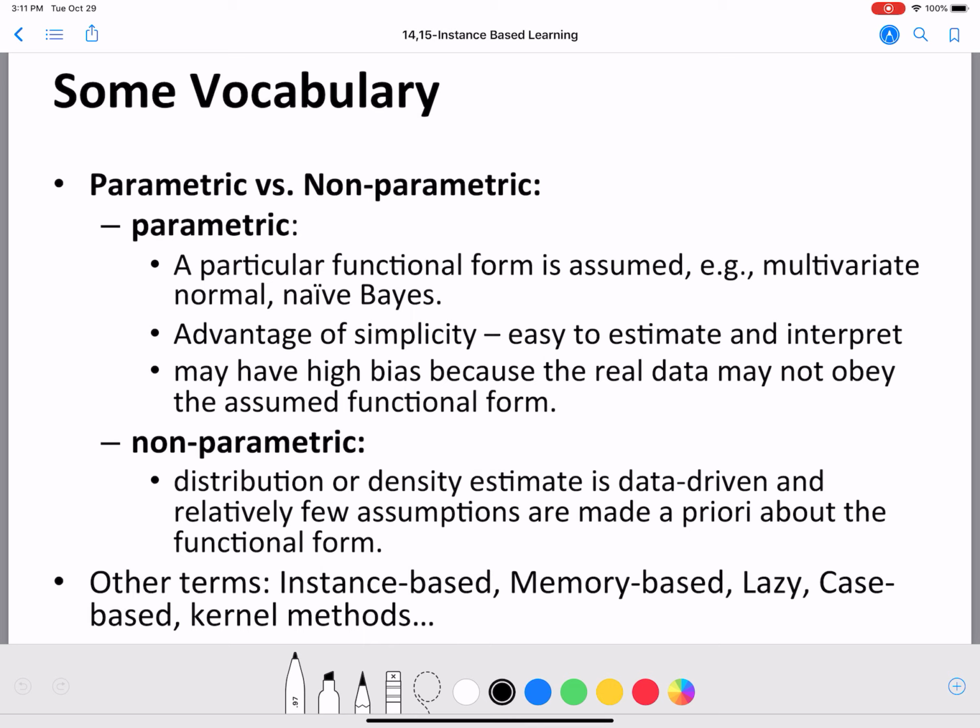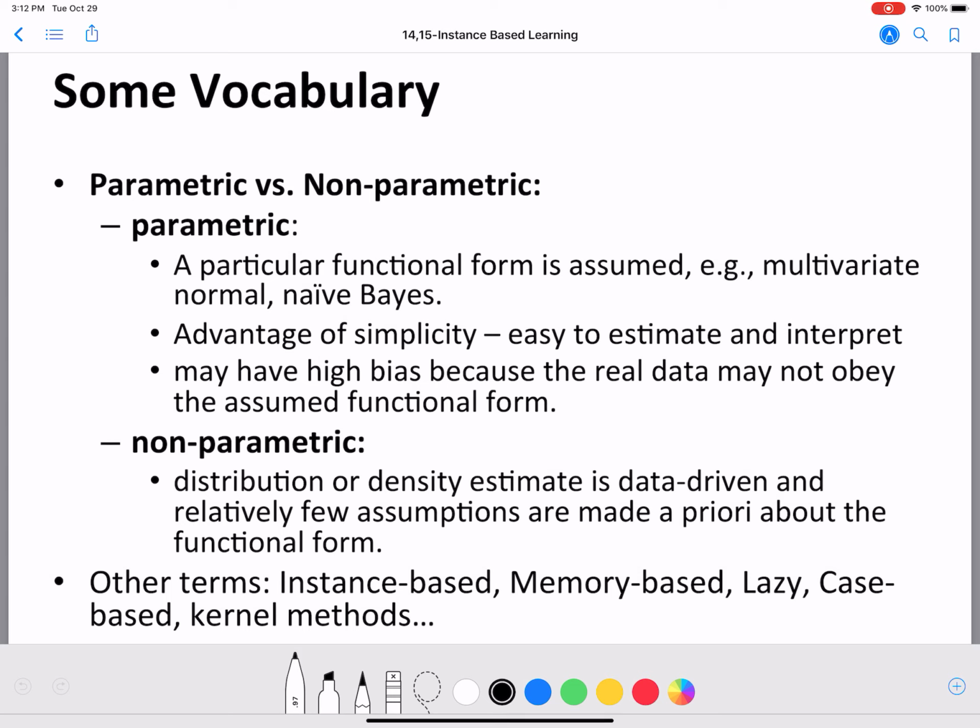SVM, we have different functional forms. It could be a line, it could be more complex than that with the choice of the kernel. And all these functional forms have specific parameters that you need to learn along with them. And those parameters are learned from the data. They have the advantage of being simple. They are easy to estimate and interpret.